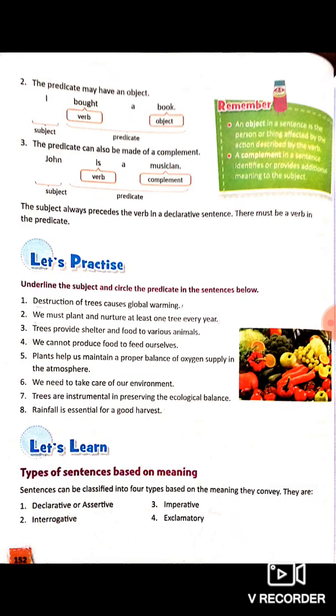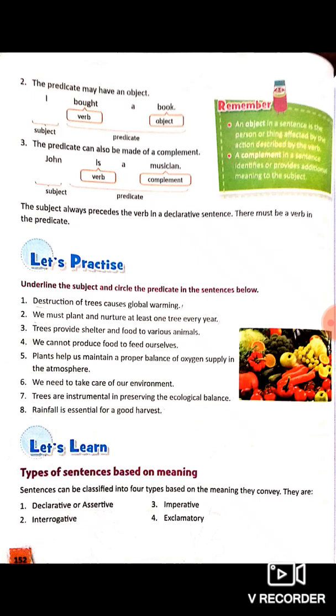The predicate may have an object. It is also possible that a predicate can have an object. I bought a book. Bought is the verb here. I bought what? A book. A book is the object here. The predicate can also be made of a complement. John is a musician. John is the subject here. Is the verb. What is John? John is a musician. So there is an added information given about John, the boy. Therefore, is a musician is the predicate, and the word musician itself is a complement here.